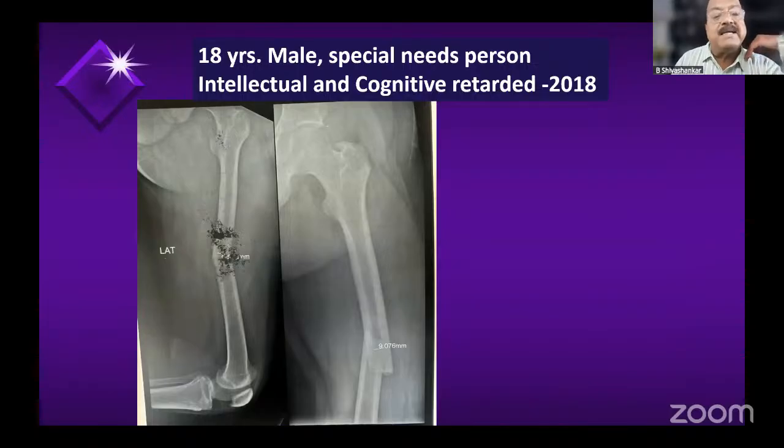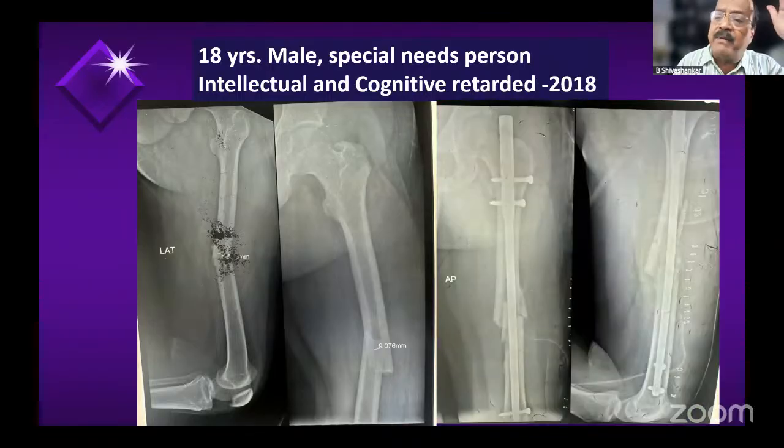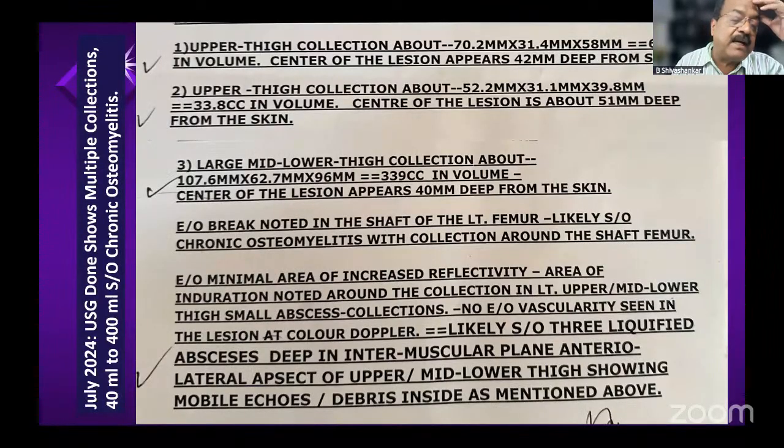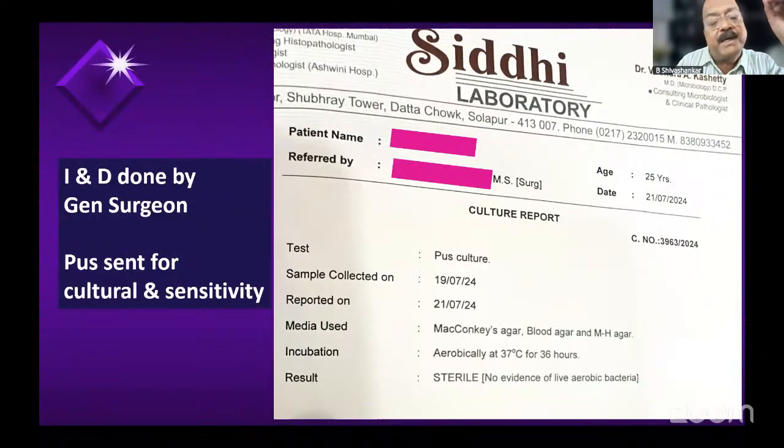In this patient, this is the last case I am showing. This mentally retarded person had a fractured shaft femur which was nailed way back in 2018. And in 2024, he started getting swelling in the thigh. There were multiple loculations which had 40 to 400 ml of different collections, and the pus culture sensitivity came as sterile. A general surgeon operated on this patient. He drained this and sent for culture sensitivity, and it came as sterile.